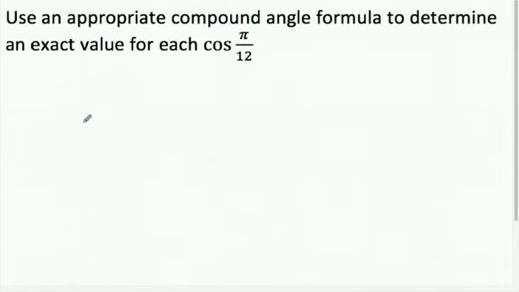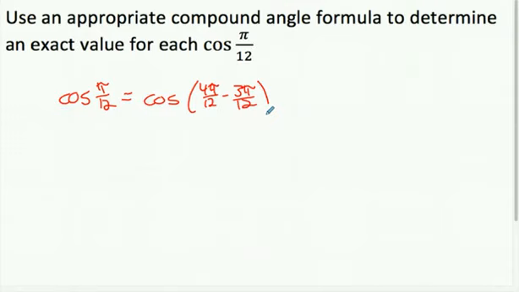So for example, cos pi over 12. I can get an exact value for this, not an approximate decimal, if I rewrite this as 4 pi over 12 minus 3 pi over 12. This subtraction is equivalent to pi over 12: 4 pi over 12 minus 3 pi over 12 is 1 pi over 12. So I've made an equivalent expression. Now if I simplify both of those fractions, 4 pi over 12 is pi over 3, which is one of our special angles, and 3 pi over 12 is pi over 4, which is also one of our special angles.